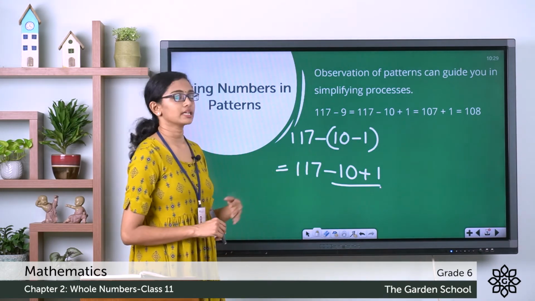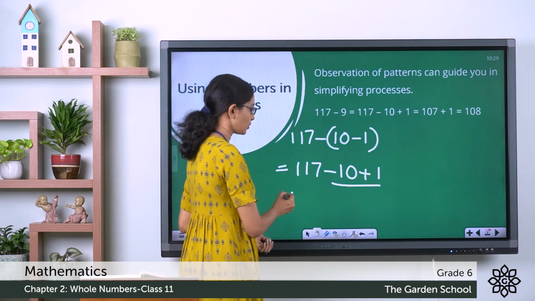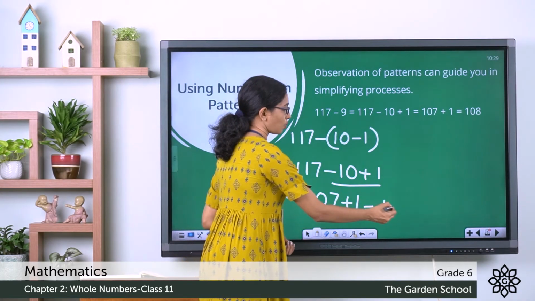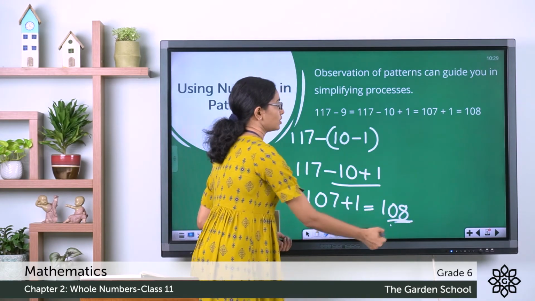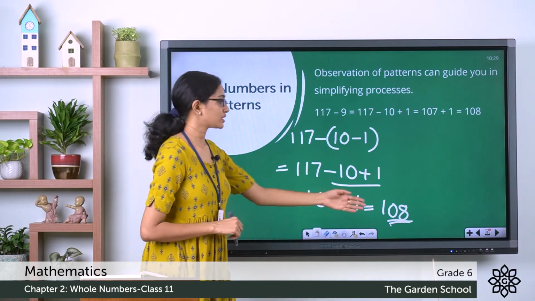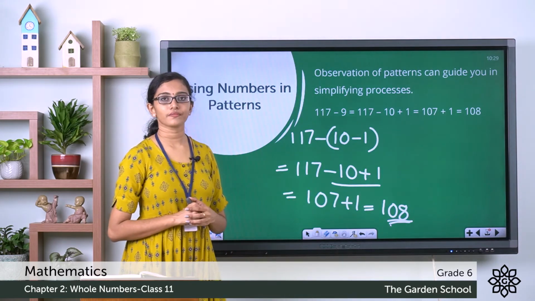So let's calculate this. 117 minus 10. What is it? It is equal to 107, plus 1 equal to 108. We can do actual subtraction of 9 from 117 and check if the answer is 108 itself.